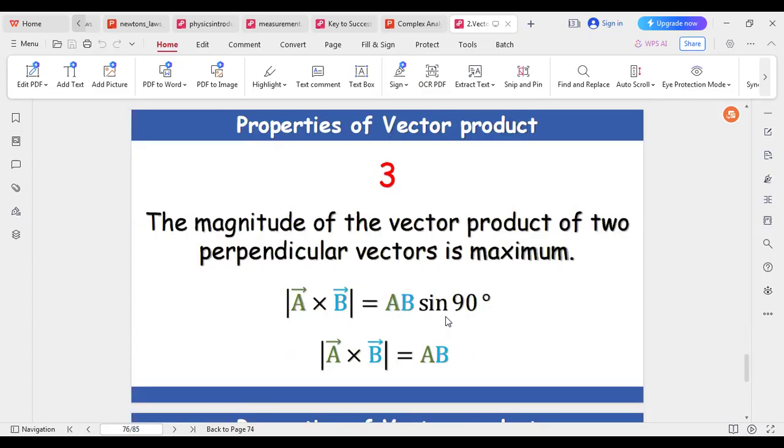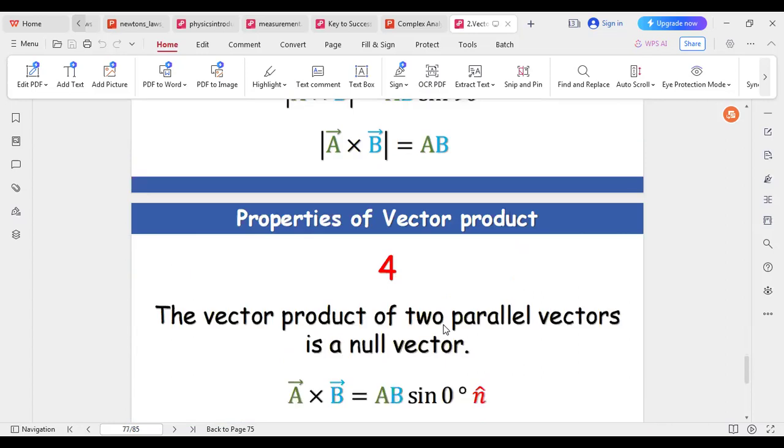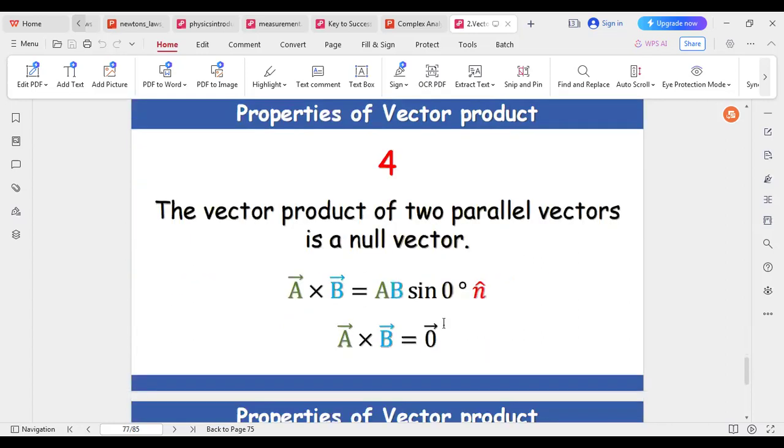Similarly, for A cross B, the magnitude of the vector product will be AB sin 90 degrees. 90 degrees means what? Sin 90 is 1. So this is the maximum. So two perpendicular vectors give the maximum magnitude. Similarly, the vector product of two parallel vectors is a null vector because sin 0 degrees equals 0. This is why this is the minimum.